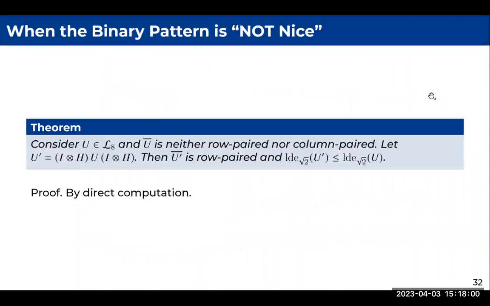Okay, but what about when the binary pattern is not nice? Well, that's problematic because we can no longer apply this block of I tensor H to do even plus even or odd plus odd. But what we can do is conjugate this unnice pattern into a nice pattern. This conjugation is cost efficient, meaning that it only takes 1 pair of I tensor H. Then once we're again in this nice paradigm, dealing with a nice binary pattern, we go back to the previous lemma. This is by direct computation. We're not getting into the details here.